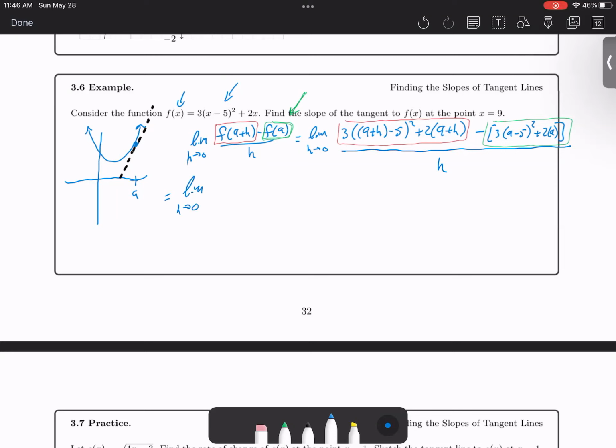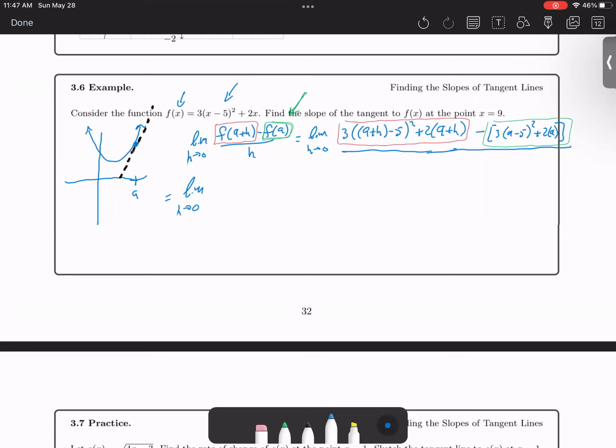You can't plug in h is equal to 0 just yet and use direct substitution because you're going to get a 0 in your denominator. And that red term right there, if h is equal to 0, just becomes this green term right there. So therefore you have 0 over 0. You have that indeterminate form. So we need to do some algebra before we actually take the limit. So let's clean this up a little bit.